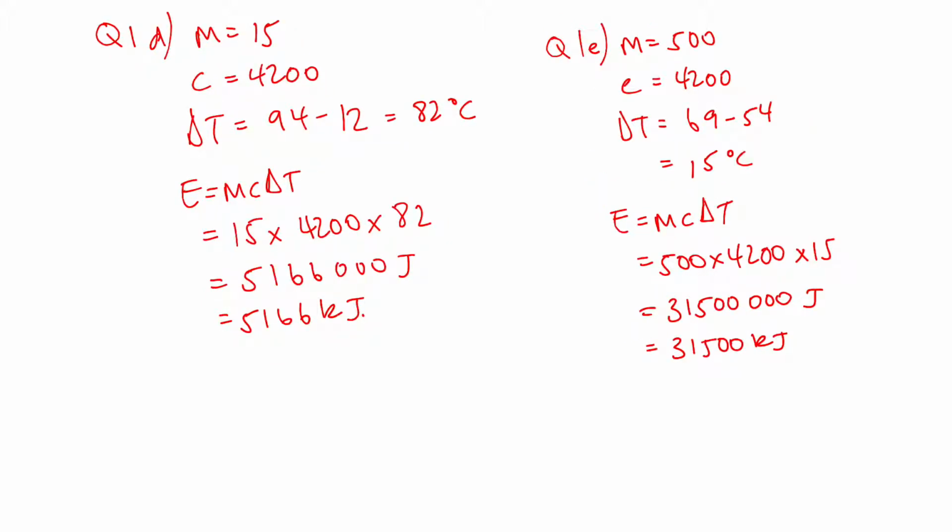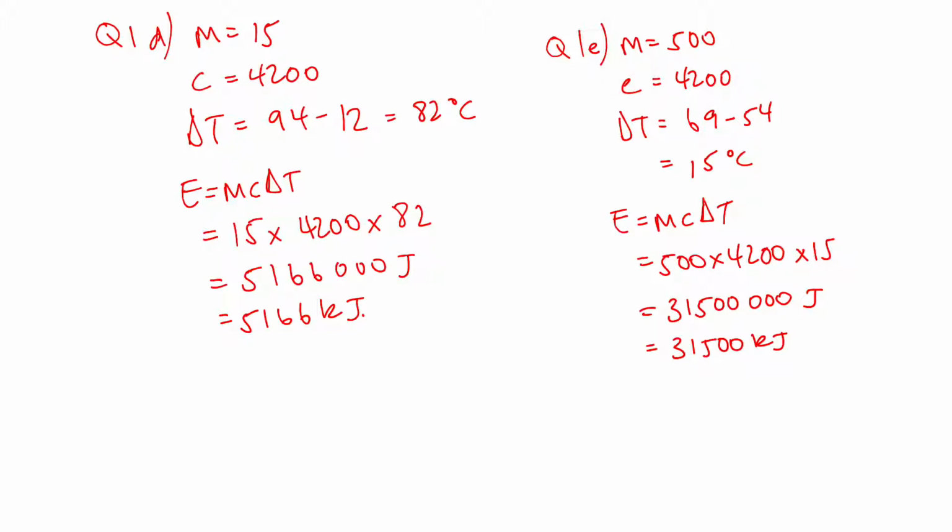For question 1d, same principle as before. Find the mass, we know the specific heat capacity of water, find the temperature change. So for this example, in order to raise the temperature of water by 82 degrees Celsius, we need to put in 5,166 kilojoules. Question 1e, again, 500, a bit more kilograms this time, a bit more mass.